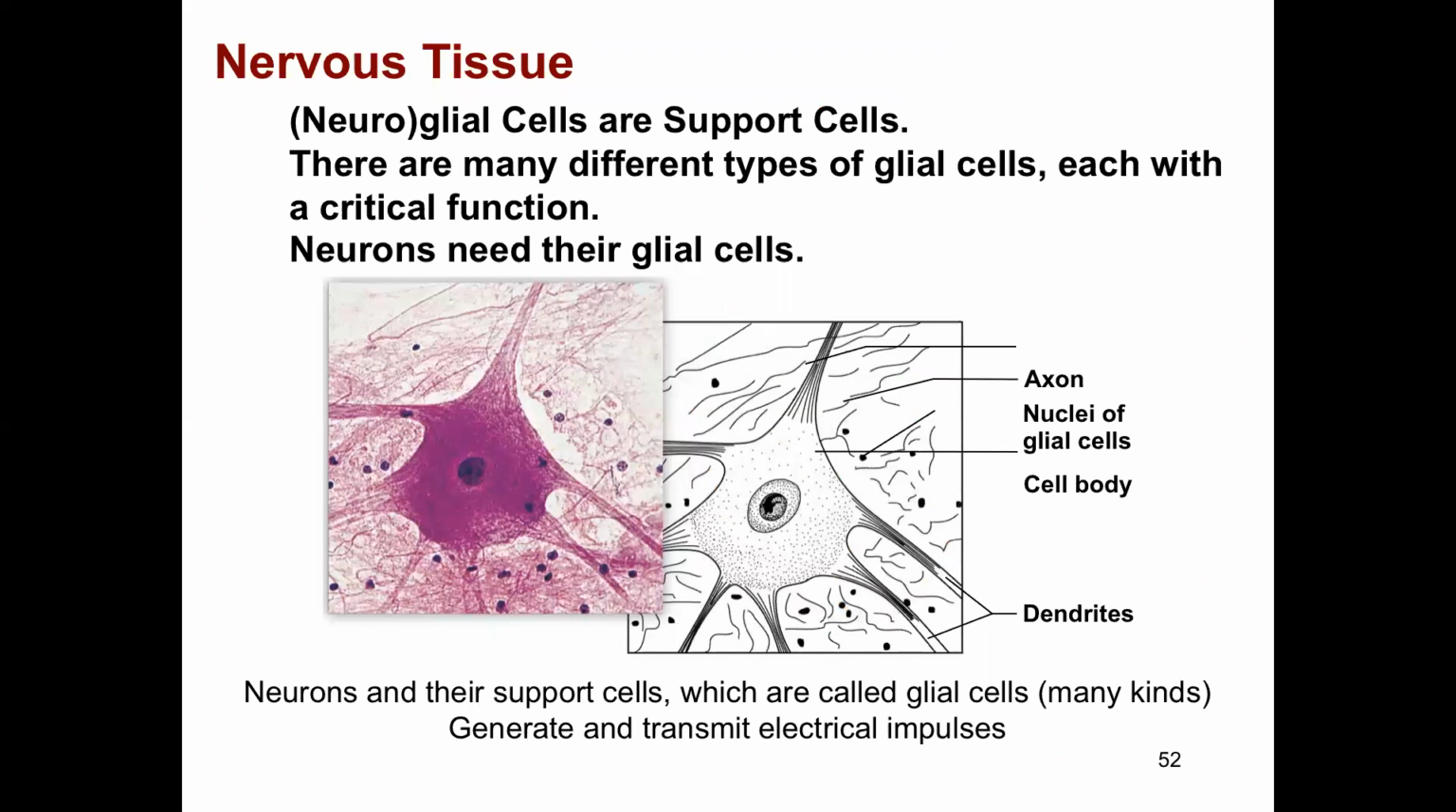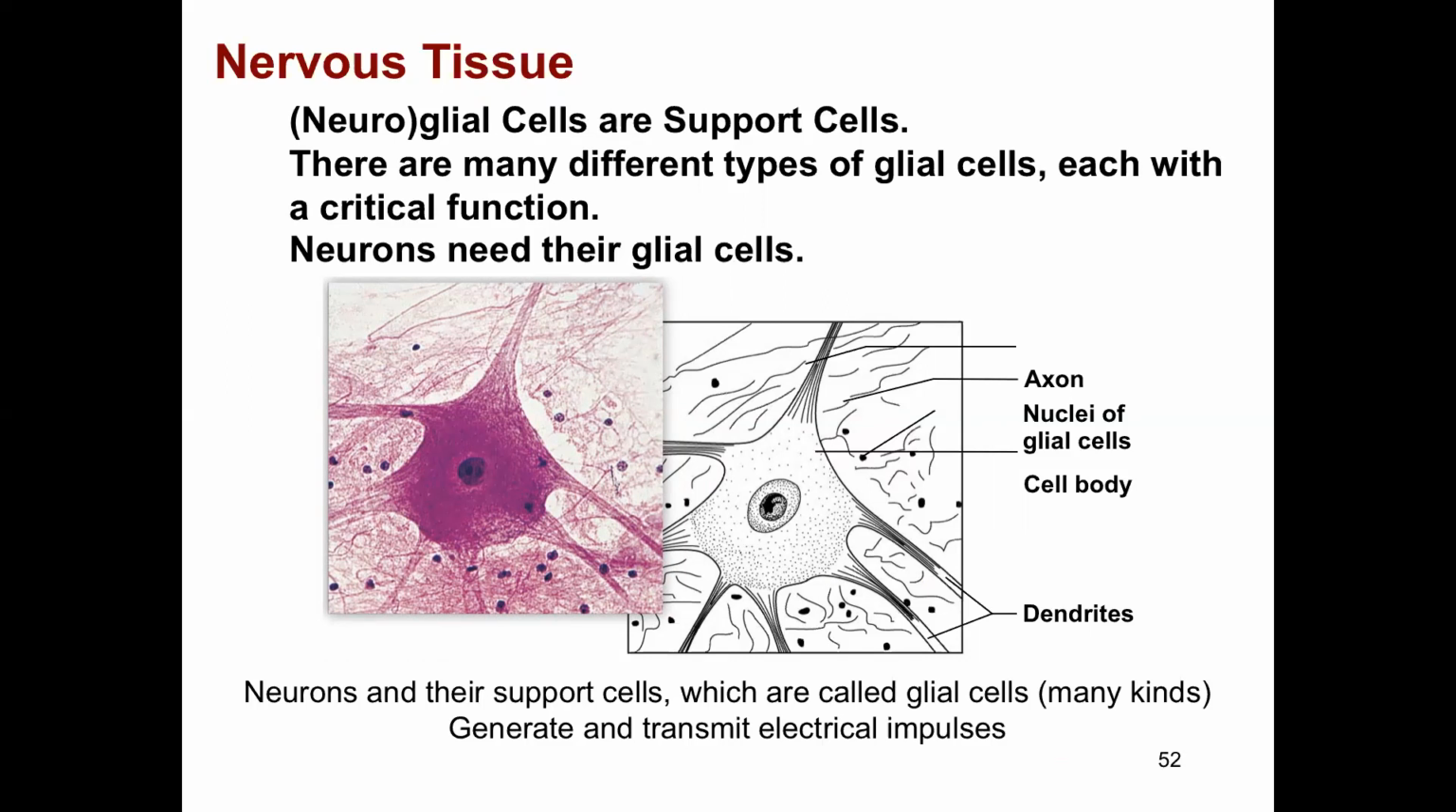Now, if we focus specifically on nervous tissue, all right? When we talk about nervous tissue, we're referring to the neurons themselves, as well as the neuroglial cells or support cells, right? So nervous tissue has the neurons, as well as the support cells, which are the glial cells. Sometimes they're also called accessory cells, all right? There are many types of these glial cells that are really important for function. Neurons need those cells in order to do their job, all right?